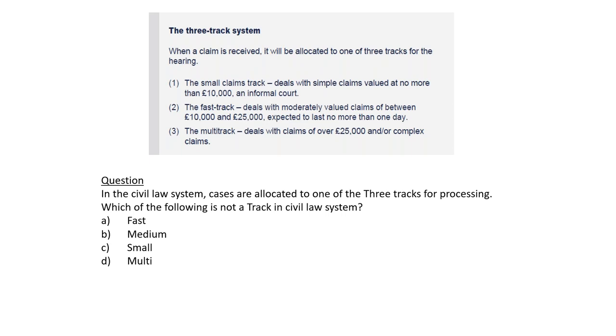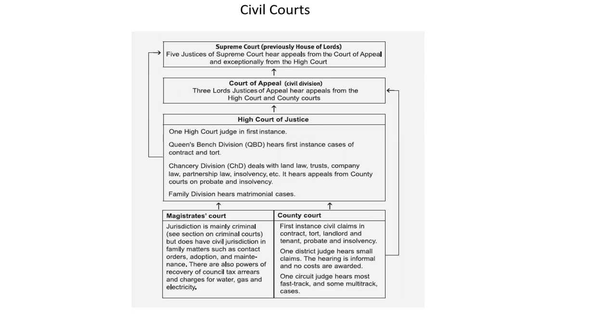The multi-track claims deals with the claims of over £25,000 or complex claims. All the complex kind of cases, and any case in which you are expecting more than £25,000 to be claimed from the defendant, that is known as a multi-track claim. And for a multi-track claim, the case is being heard by a circuit judge in a county court.